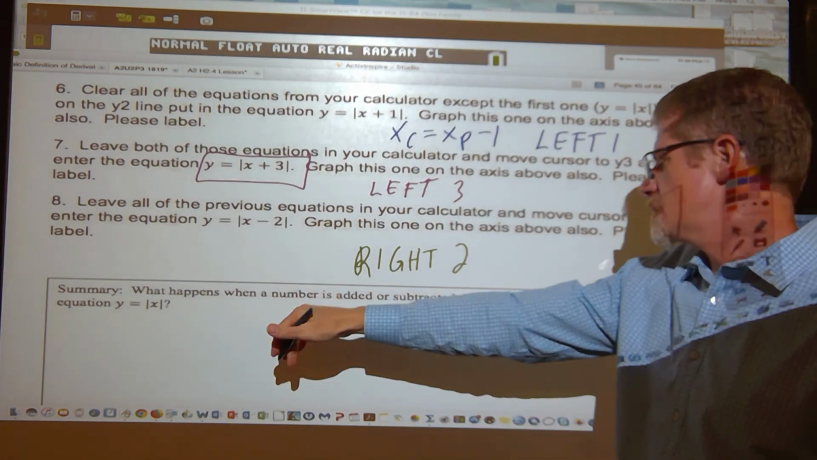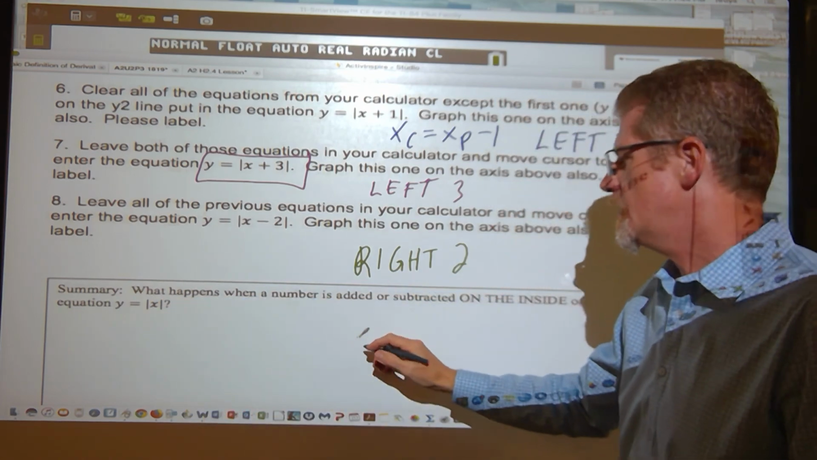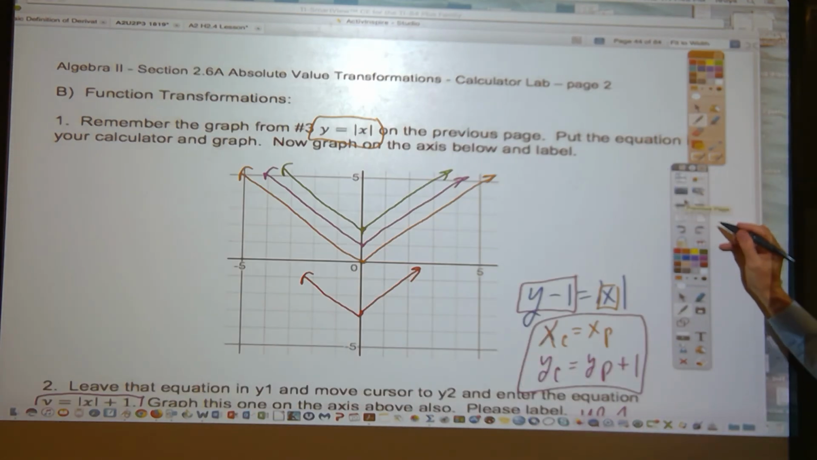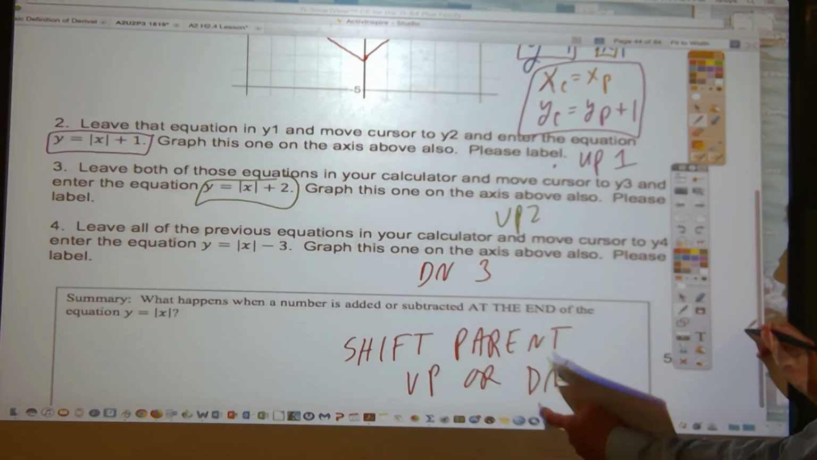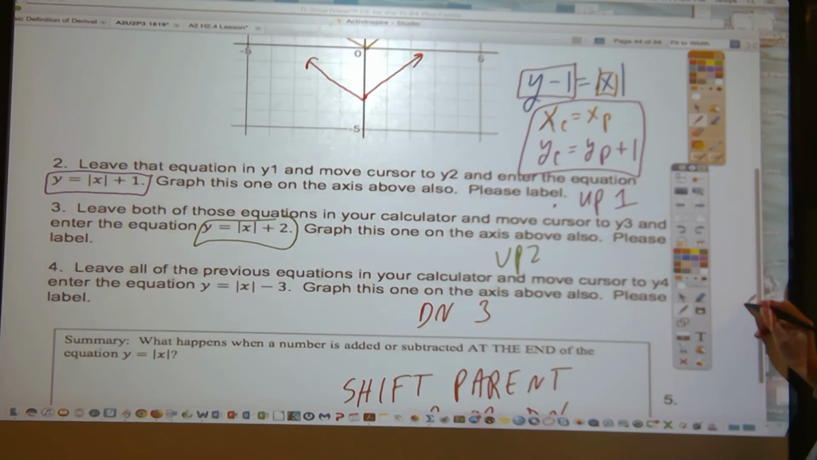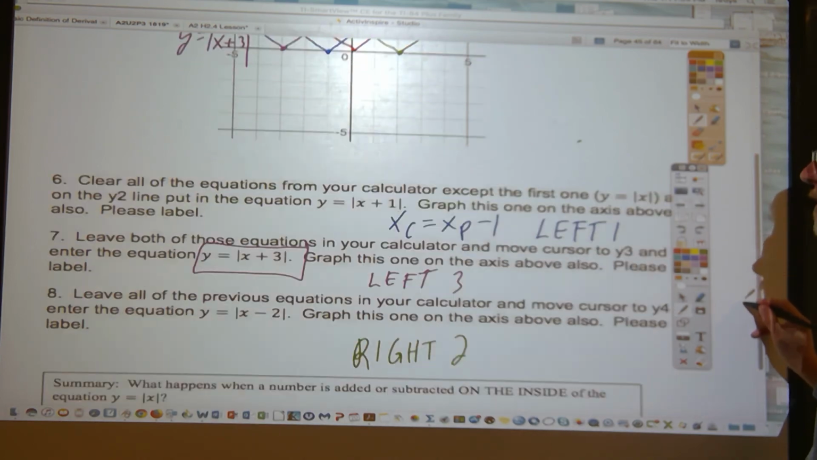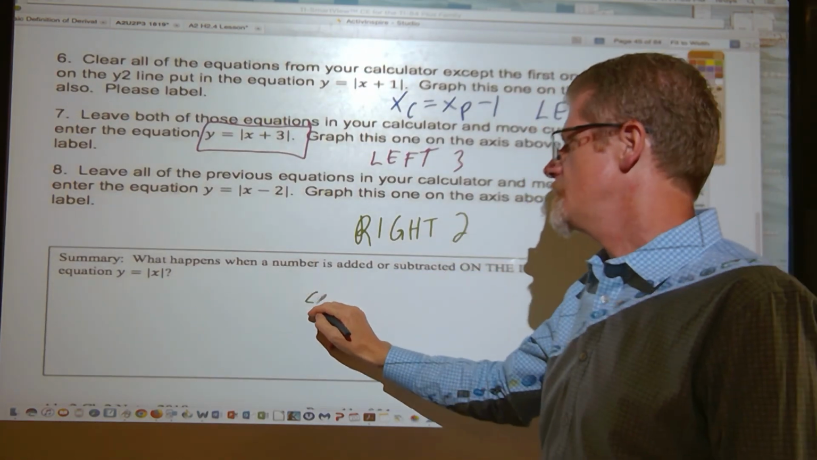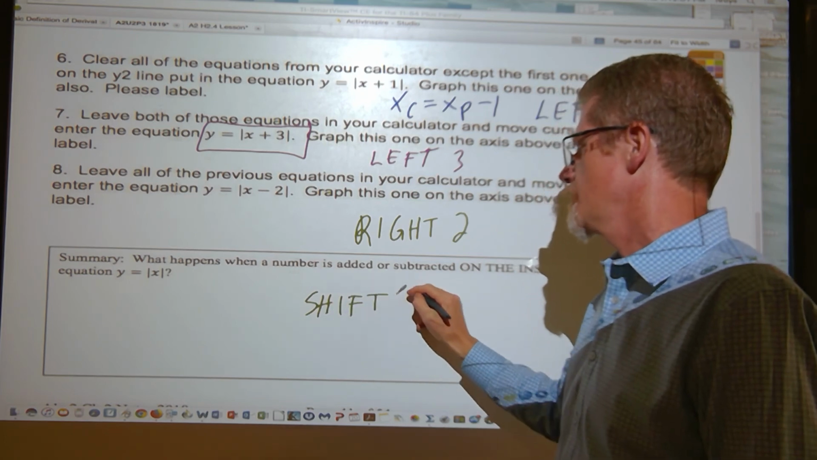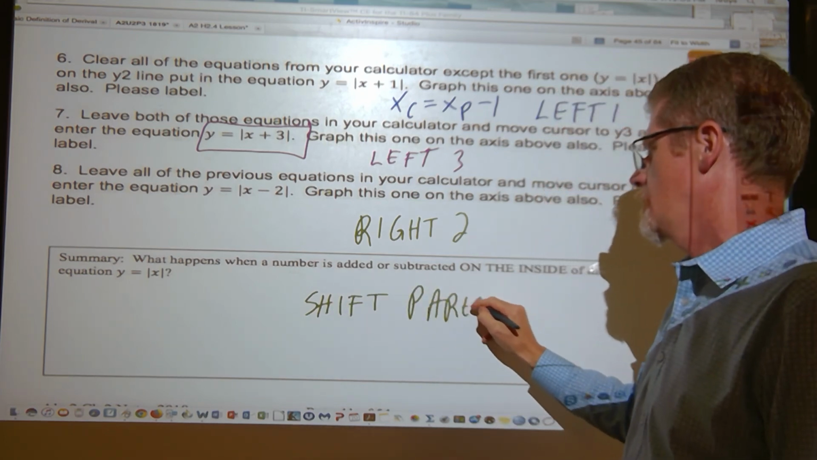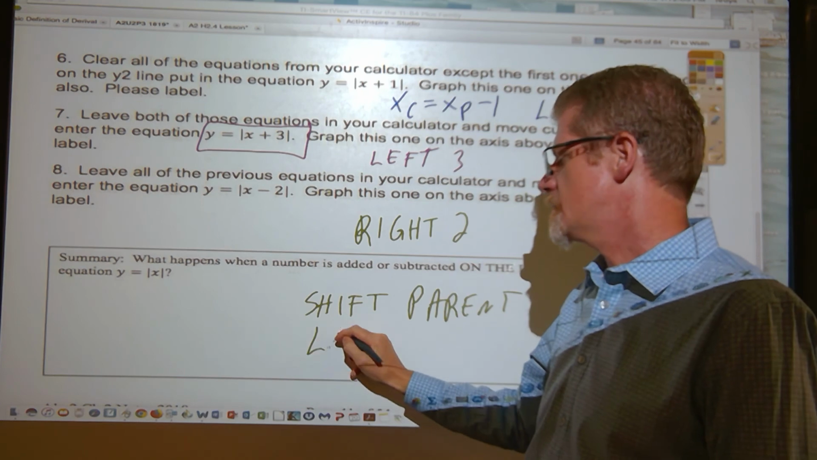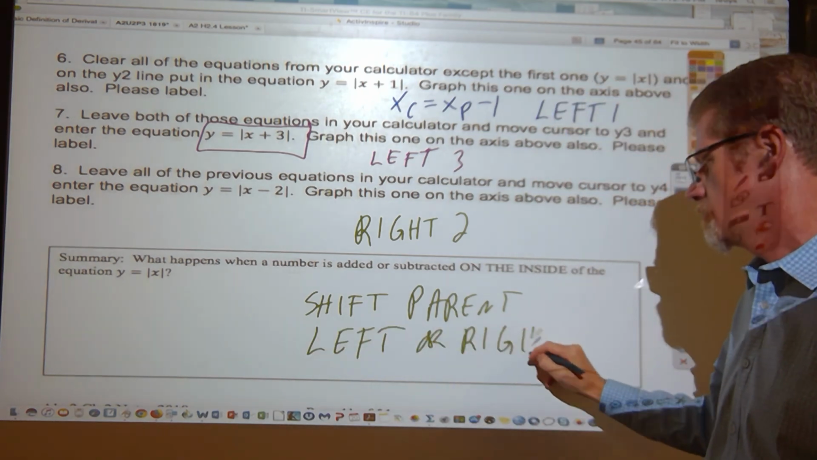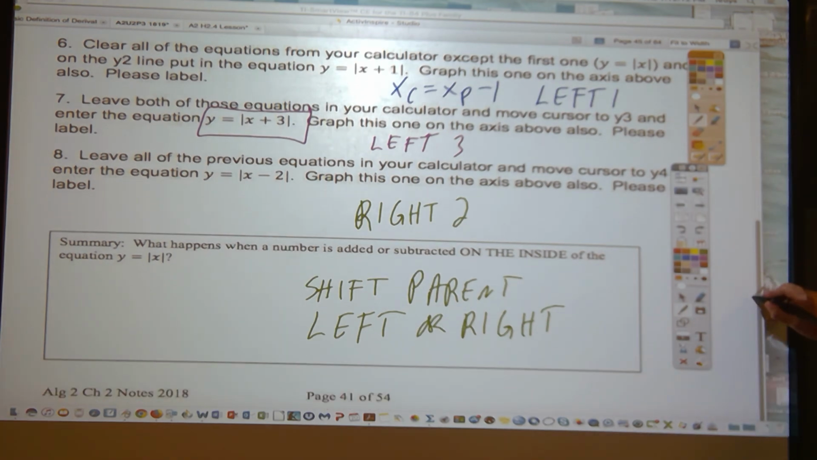Basically, what happens when you add or subtract on the inside, we'll use parallel construction with what we had in the first one. I mean, on the previous page, we said we shift parent up or down. So here, when there's a number on the inside, adding or subtracting, we're going to shift the parent left or right. So that's a basic idea.